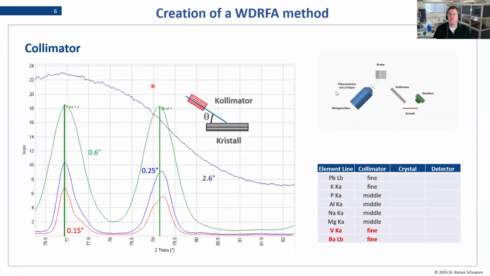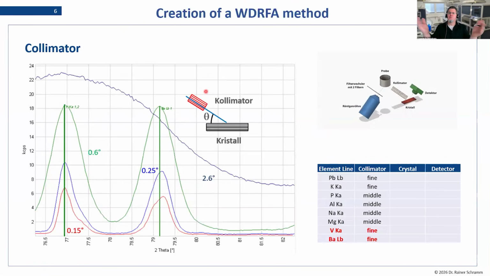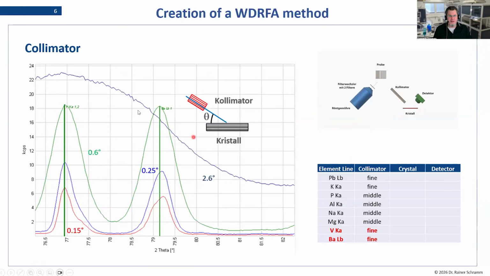The collimator is the first part in your machine behind the sample. I always like to compare it to an open window or an open door. The more you open it, the more intensity you let through, but at the same time, the more interference you let through. So if we're looking at our nice little picture here, we have two lines.